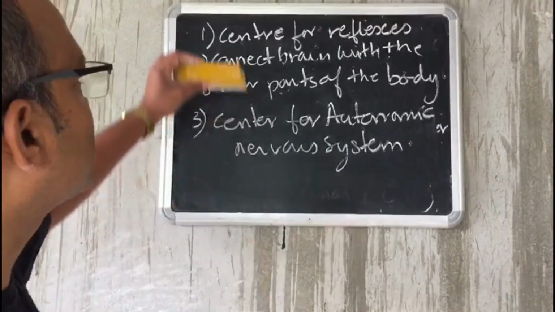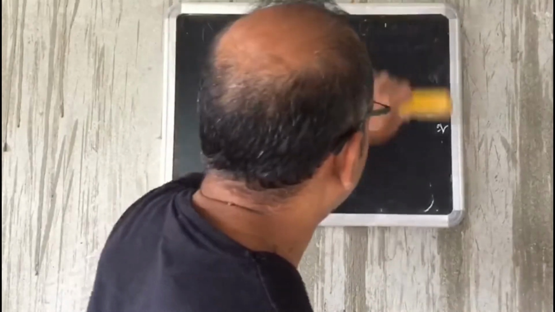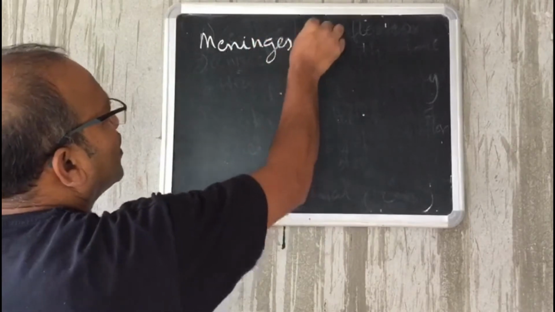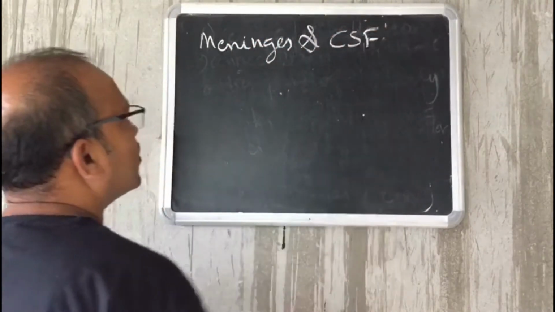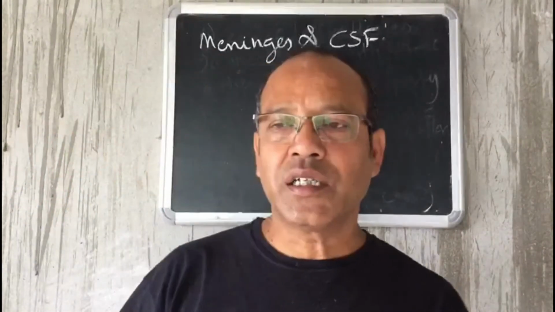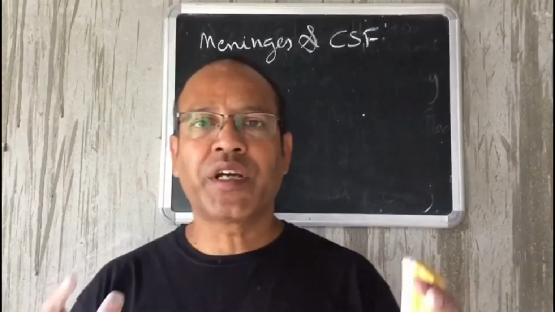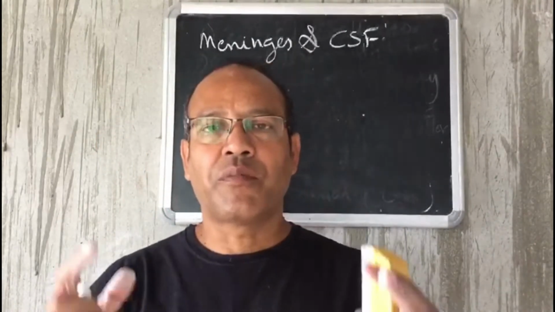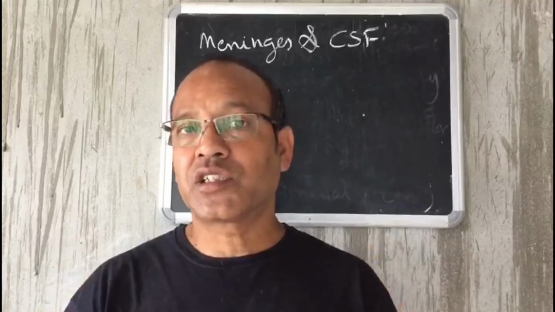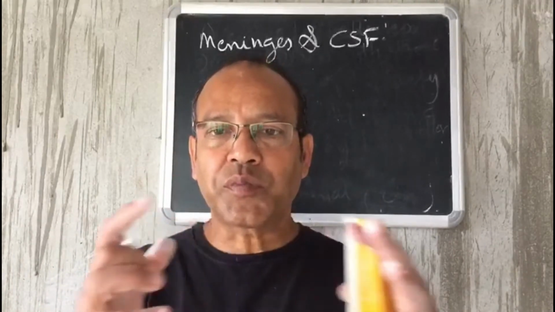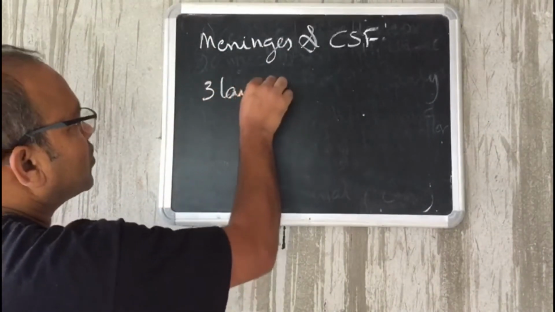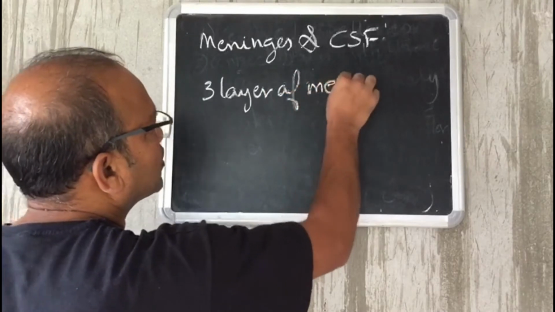We finished with this. Now let's move on to the next part, that is meninges and CSF. Meninges. We already know that the brain is protected by a bony covering called the skull or the cranium from outside. But that isn't enough. The brain is a very delicate structure, so it further needs protection. So it is protected by 3 layers of membranes.